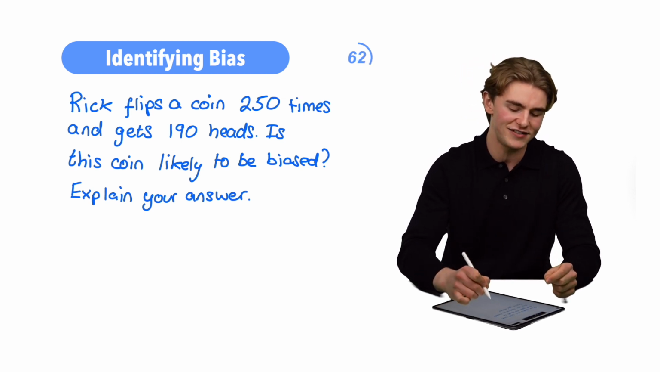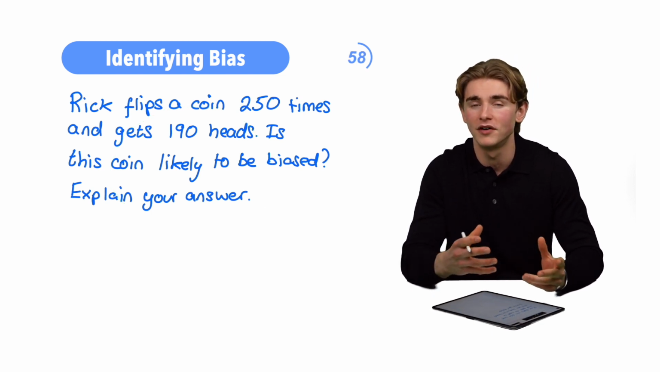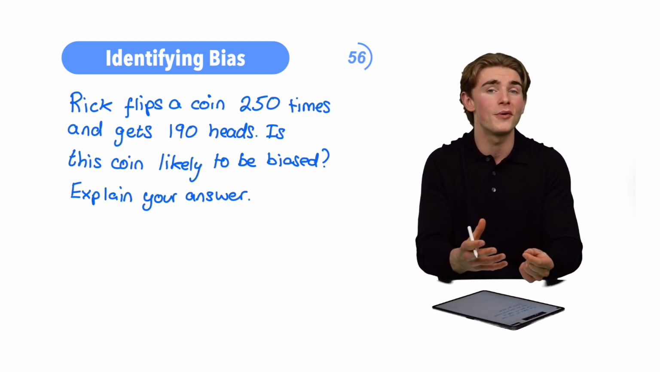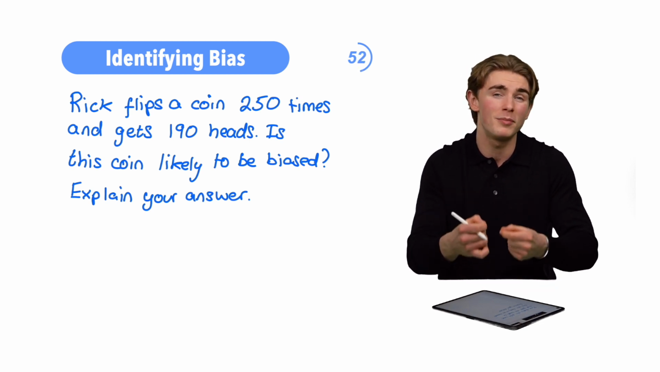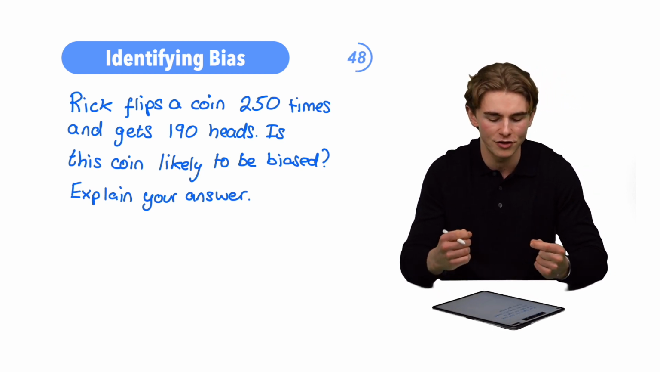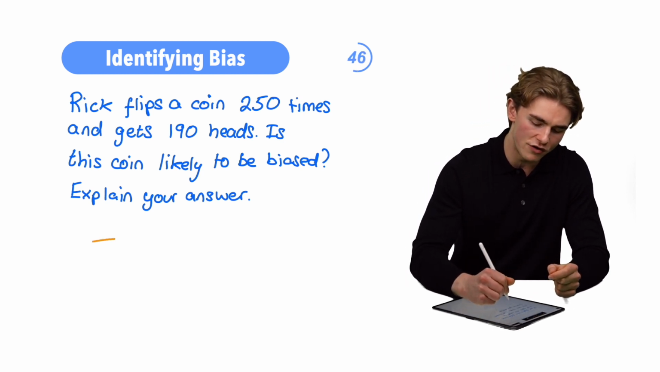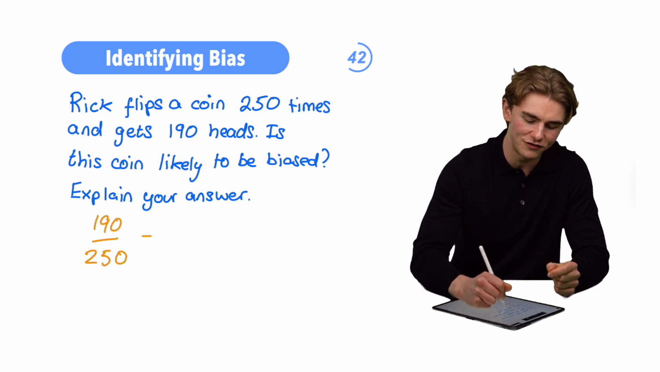Let's calculate an estimate for the probability using these results and see whether it's close to 0.5. If it is close, we probably don't have a biased coin, but if it's a long way away from 0.5, we're probably dealing with a biased object. Let's have a look. So what would the probability be based on these results? Well, we flip the coin 250 times and we get 190 heads, so it would be 190 out of 250.